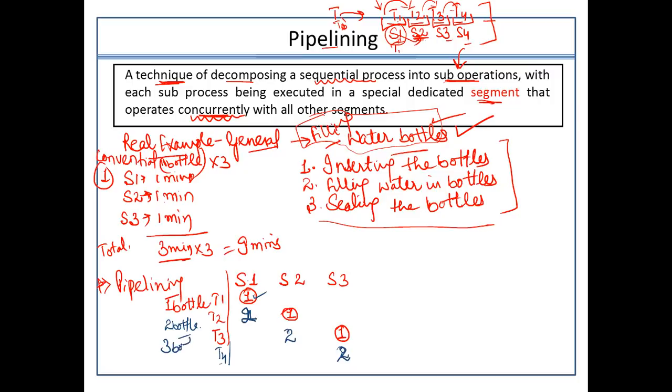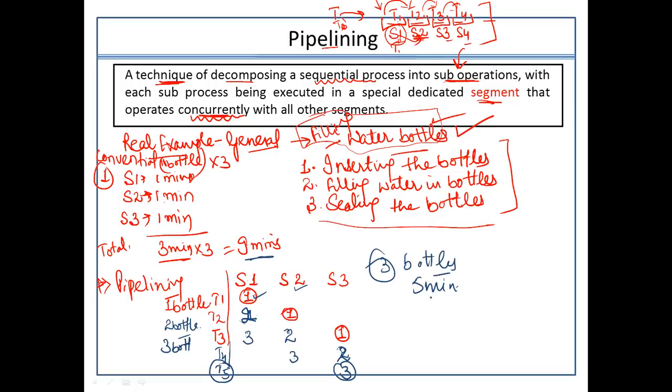When the third bottle arrives, what will happen? At T3, T2, this segment number 1 is idle here, so it will introduce the third bottle, right? So here the third bottle has arrived in the first segment. In the second segment, the third bottle will arrive here, right? And in T5, the third bottle will arrive. So in total 5 clock cycles, I would be able to complete the 3 bottles. So it will require only 5 clock cycles to fill up the 3 bottles when we are using the pipelining process.